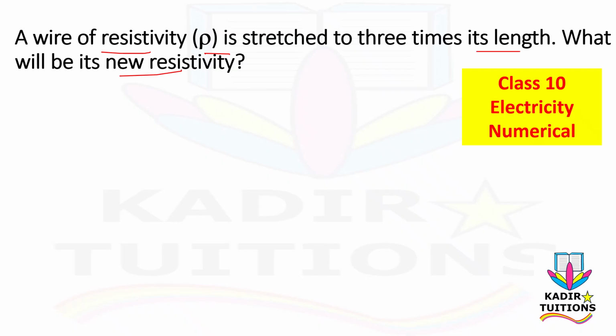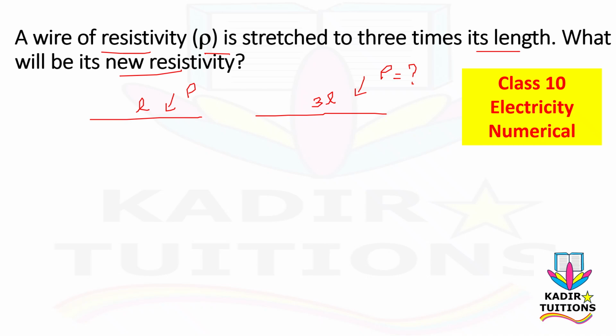So what they are asking is, there is a wire of length L whose resistivity is rho, and we are going to stretch the particular wire so that it is 3 times its length. So what will be the new resistivity? This is the question. Before answering this question, we need to know the concept of resistivity.